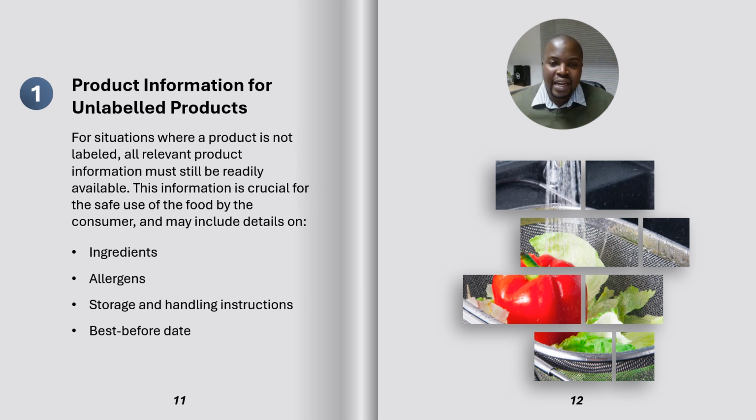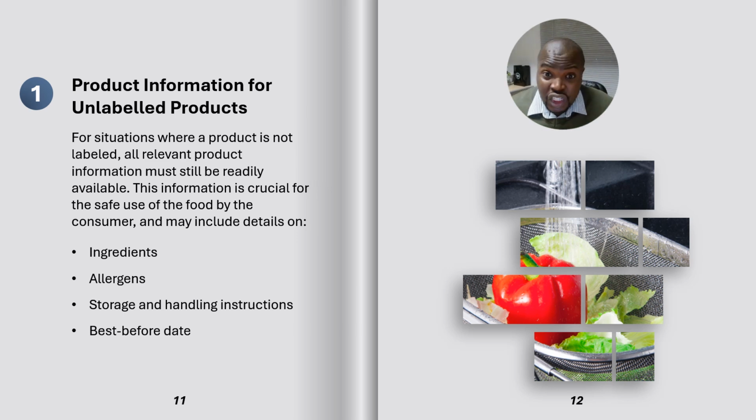So a laminated information card could be placed by Green Valley Farms next to the display, providing storage and handling instructions. For example, writing something like, for optimal freshness, make sure that you keep it between 2 and 4 degrees, and you must keep it in a perforated plastic bag to maintain humidity. So you can list that as an example.